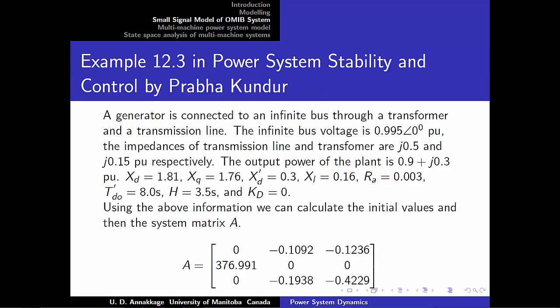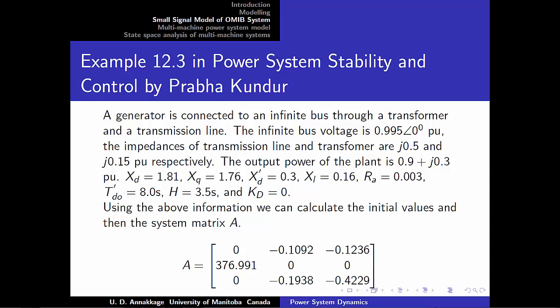A good example to calculate the oscillation frequency, synchronizing and damping torques is found in chapter 12 of Power System Stability and Control by Dr. Prabha Kundur. So I am reproducing that example here.